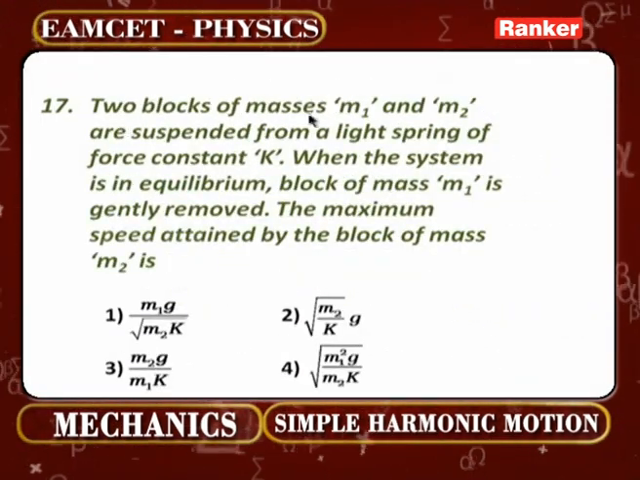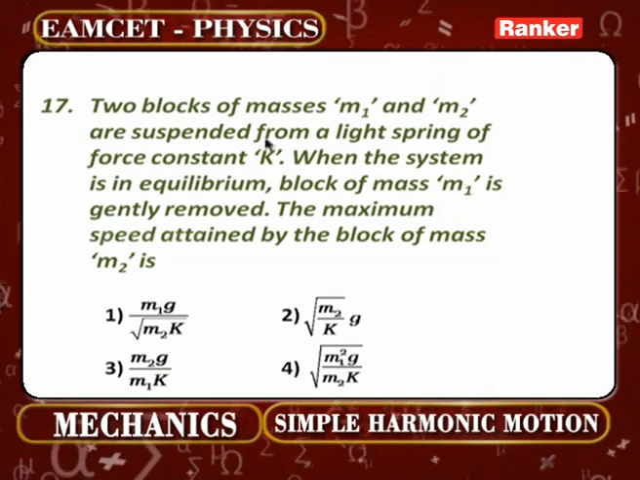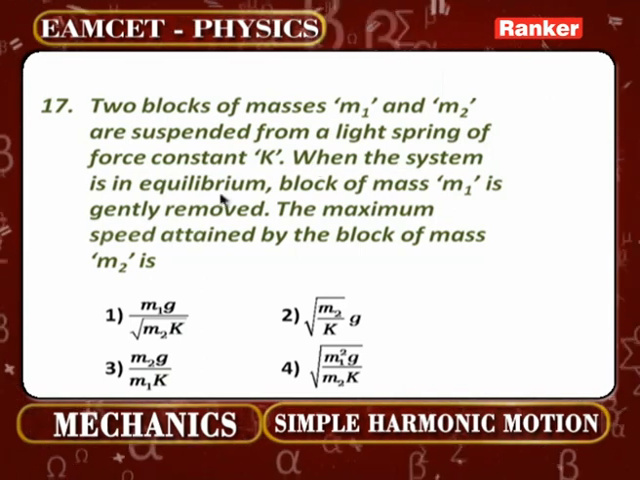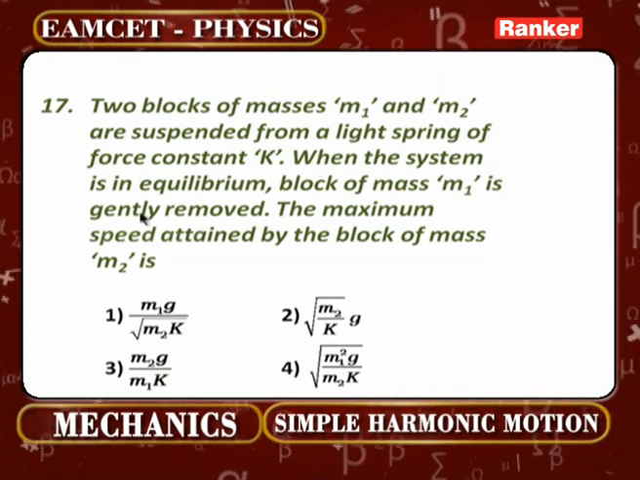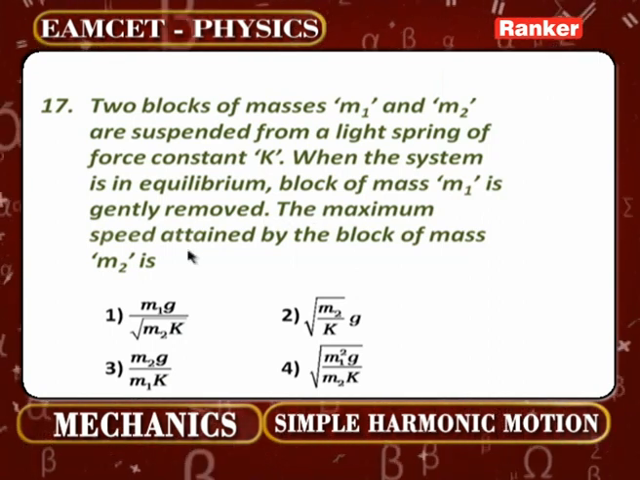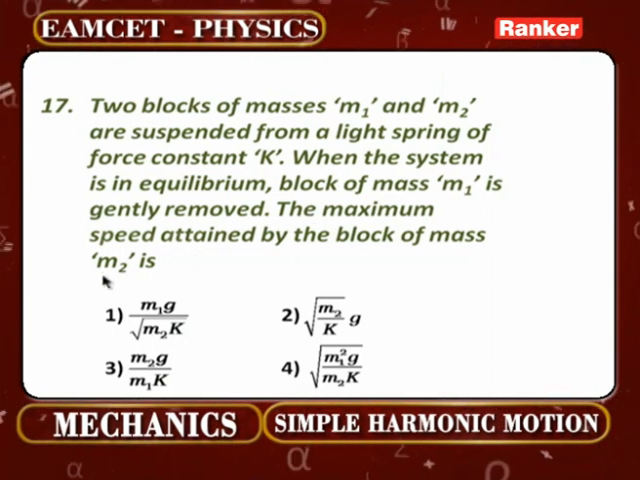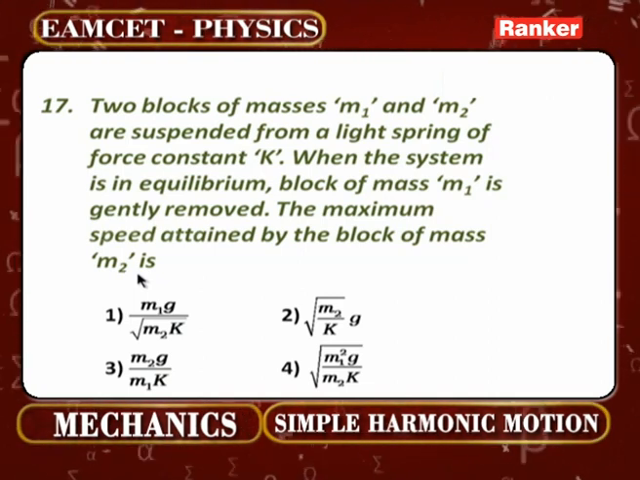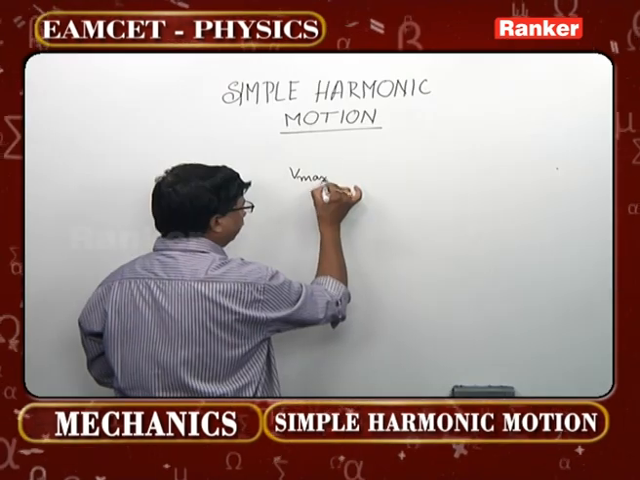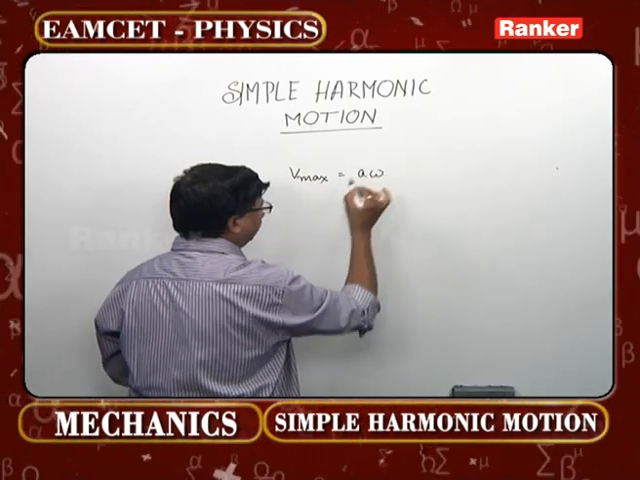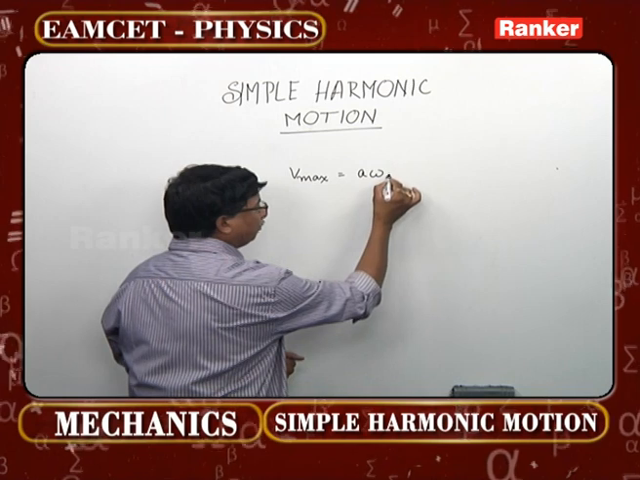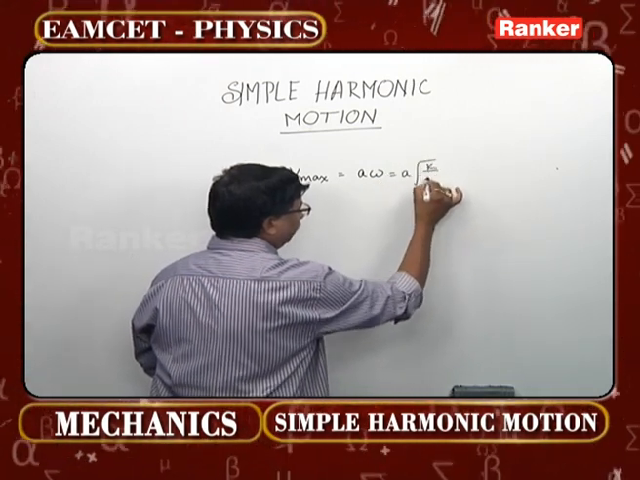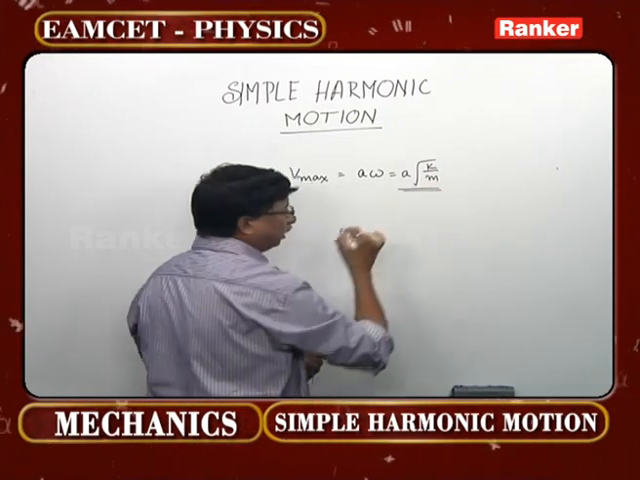Remember that point. Now look at the next problem, problem number 17 please. Two blocks of masses m1 and m2 are suspended from a light spring of force constant K. When the system is in equilibrium, the block of mass m1 is gently removed. The maximum speed attained by the block of mass m2 is how much? One thing you should understand first of all, what is the maximum velocity officially? Is it not A omega please? That is a general formula, but for a spring, omega can be written as root of K by M. So this is the formula ultimately one has to remember.